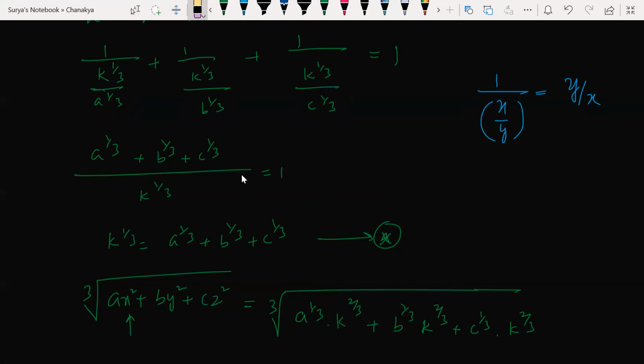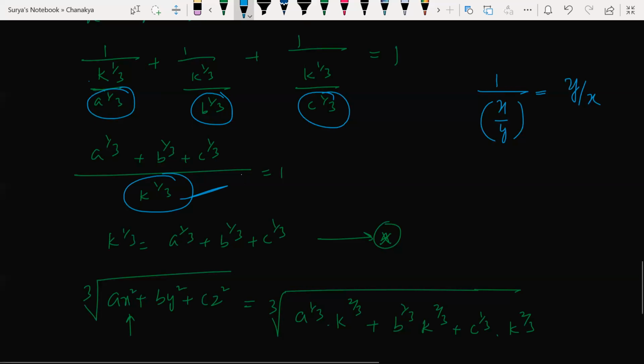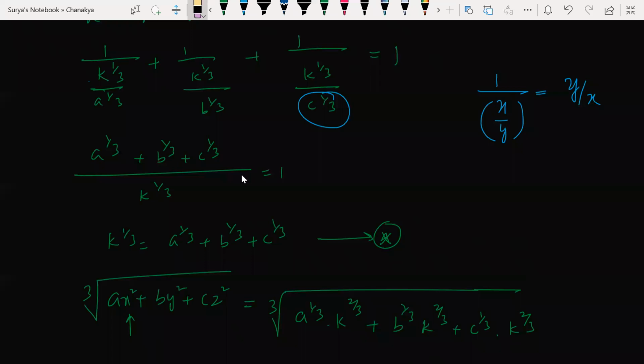What I did here, look at this. This will go up: a to the power of 1 by 3 by k to the power of 1 by 3, b to the power of 1 by 3 divided by k to the power of 1 by 3, c to the power of 1 by 3 divided by k to the power of 1 by 3. K to the power of 1 by 3 is common everywhere, so I wrote it one time. Is it clear? Yes, sir. If you have any doubt like this, ask.